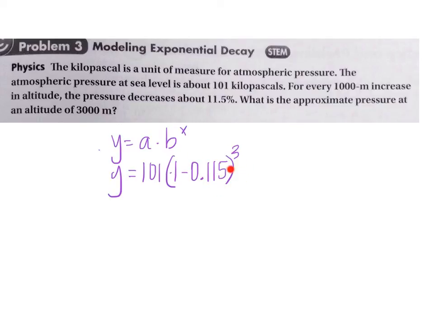So now take that number, push your exponent button, and raise it to the third power, equals, times 101. And I've got about 70 kilopascals. I don't know the abbreviation, but I'm going to put kp. Okay, and if it's growth, you know it has to go up, but if it's decay, it has to go down, so it has to be less than your initial amount. And here it was 101, and I have 70, so that answer makes sense.